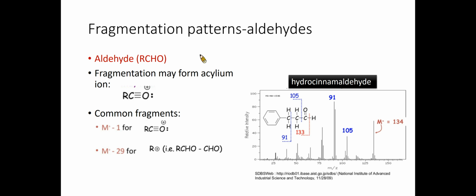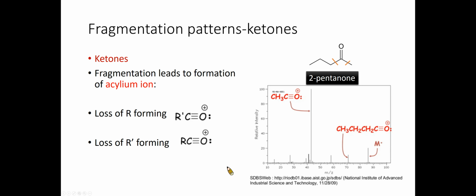The common fragments in aldehydes include the loss of hydrogen from the aldehyde group and the loss of the aldehyde group itself. On the right is an example of hydroxyaldehyde, where you can also locate these fragments. Ketones can either lose the R or R+, forming the acylium ions. These fragmentation patterns can be observed in the mass spectrum of 2-pentanone.